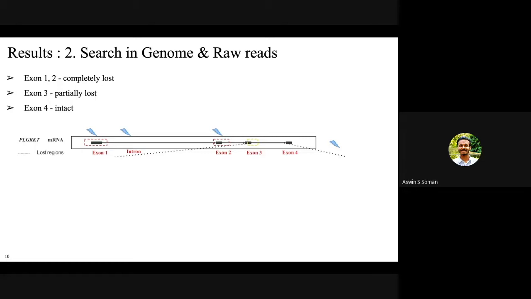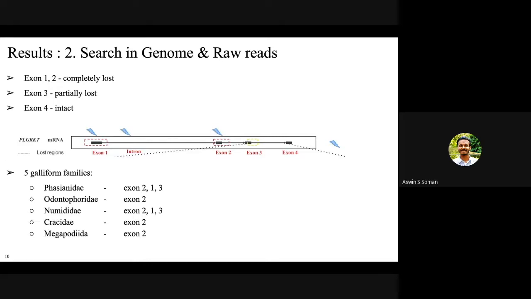And in addition to chicken, we checked other families of galliforms. Galliforms is the order that chicken comes under in the phylogeny. From all 5 families of galliforms, a representative species was taken, and we observed that this exon 2 loss is shared between all these families. And exon 1 loss and partial loss of exon 3 are observed in Phasianidae and Numididae.